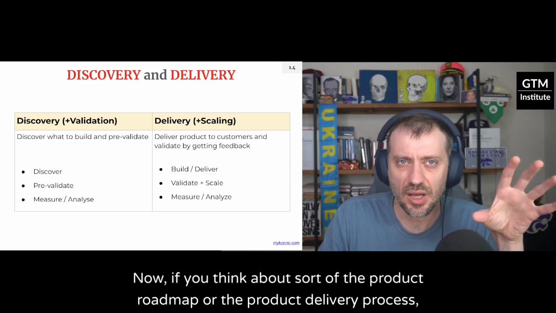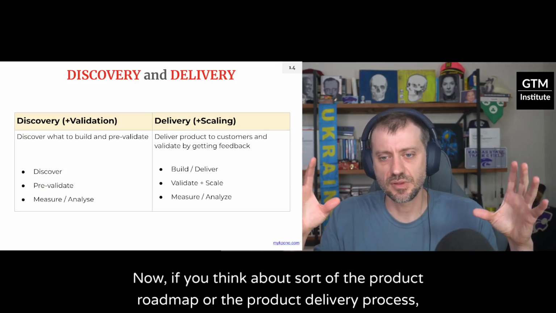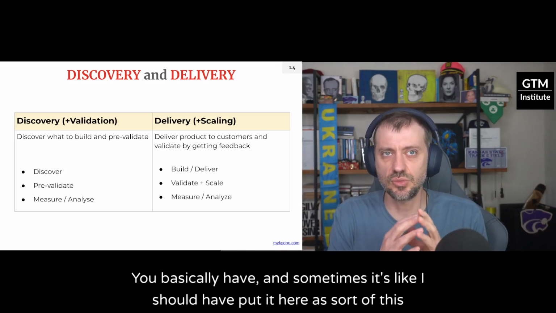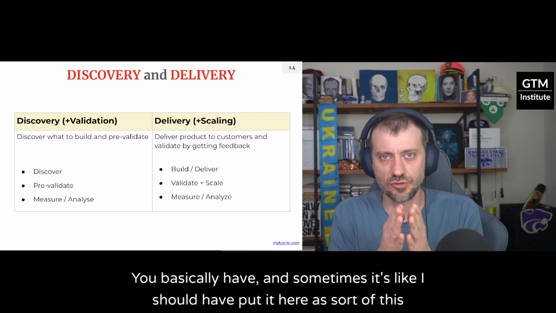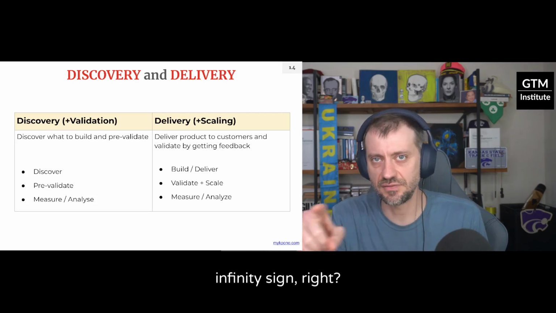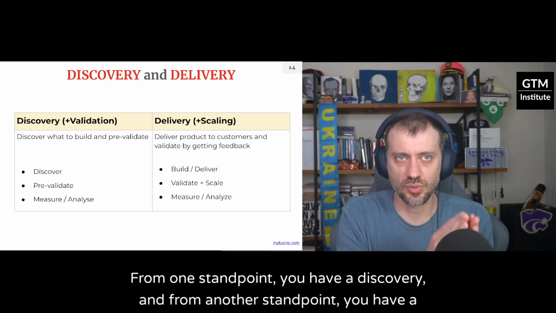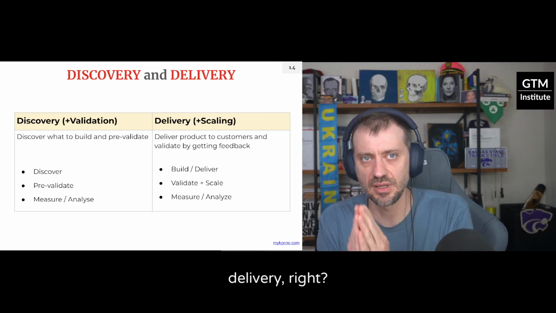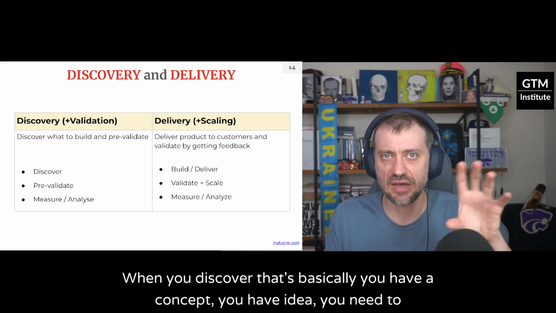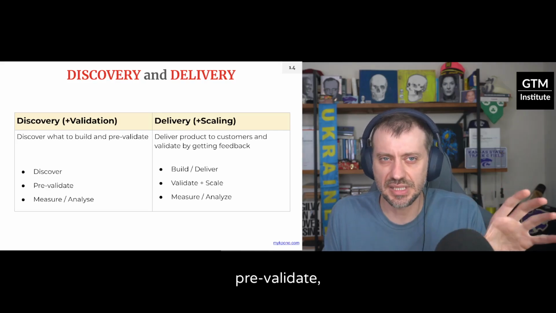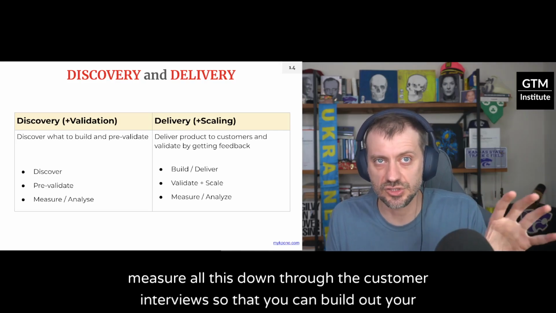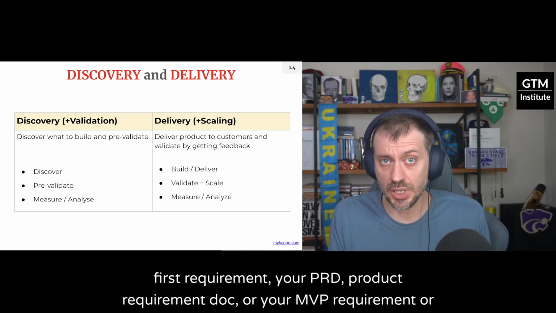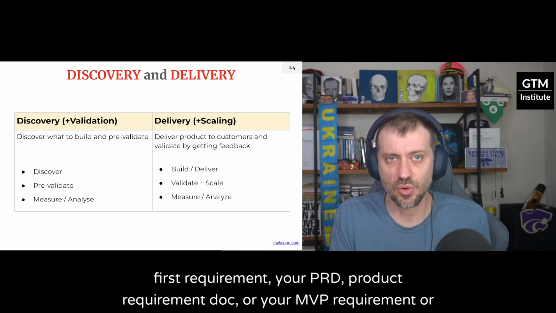Now, if you think about the product roadmap or the product delivery process, sometimes it's displayed as an infinity sign, right? From one standpoint, you have discovery, and from another standpoint, you have delivery. When you discover, you have a concept, you have an idea, you need to pre-validate and measure it, all of this done through customer interviews so that you can build out your first requirement, your PRD, product requirement doc, or your MVP requirement, or whatever.